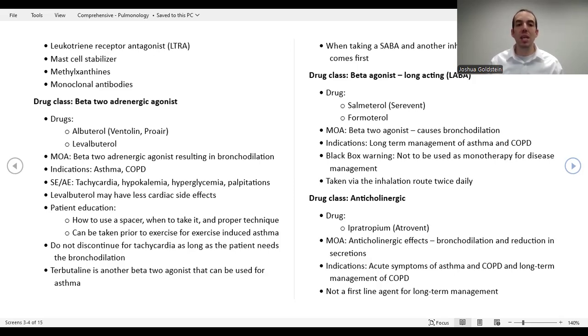What are the side effects of this medication? Tachycardia, hypokalemia, and hyperglycemia. Don't get those too confusing. You're going to see both of those discussed further in the fluid and electrolytes lecture, but along with tachycardia, also comes palpitations. I will give you a heads up. This can cause some pretty dramatic tachycardia.